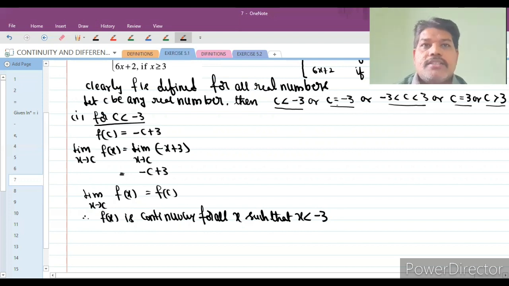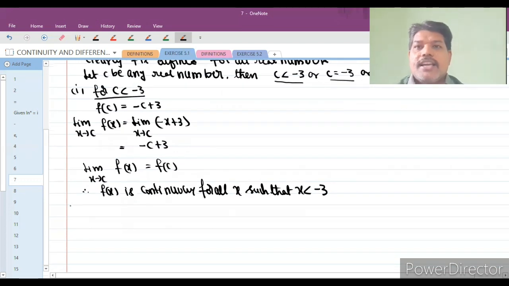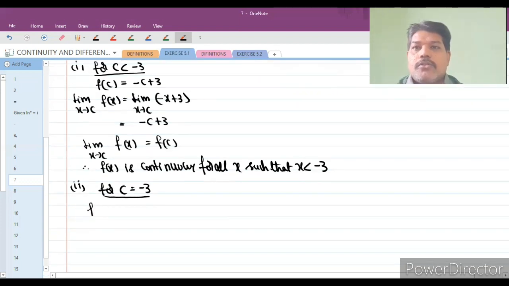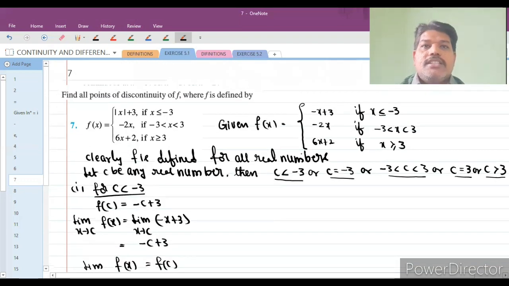So what is the second case, students? The second case is c is equal to minus 3. For c equal to minus 3, what happens? f of x is equal to f of c. What is f of c, students? Equality is included for c less than or equal to minus 3, so the f of x value will be minus x plus 3. So what happens?